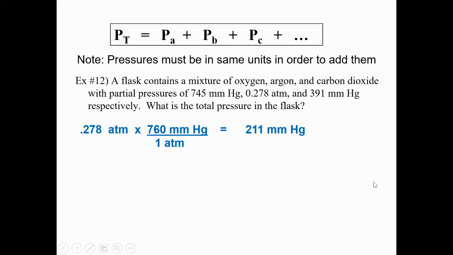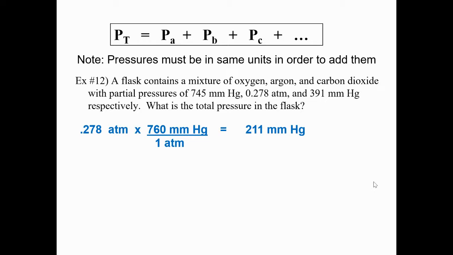Here's an example of a problem using Dalton's law. I have a flask and it contains three gases: oxygen, argon, and carbon dioxide. And their pressures were expressed as 745 millimeters of mercury, 0.278 atmospheres, and 391 millimeters of mercury. Well, I cannot add those numbers together. I would not get a reasonable answer.